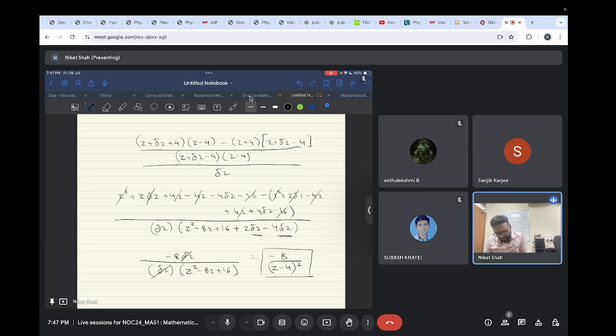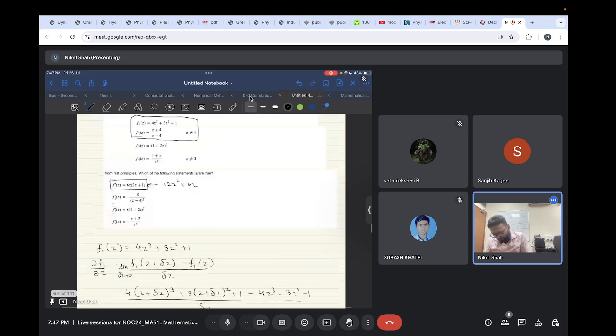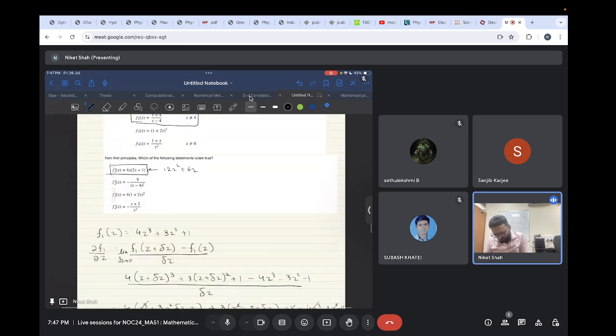Here basically I took the limit that delta z is tending to 0. I can't take that in the first place because I have to cancel out terms, so I can't take it right in the beginning. But once everything else is solved, I can simply take the delta z tends to 0 limit. So what I get in the denominator is simply z minus 4 the whole square, and in the numerator I have minus 8. So let's see whether this matches: minus of 8 upon z minus 4 the whole square. This is correct, and even the second one is correct. So option 1 and 2 both are correct. The other options you can just check similarly.